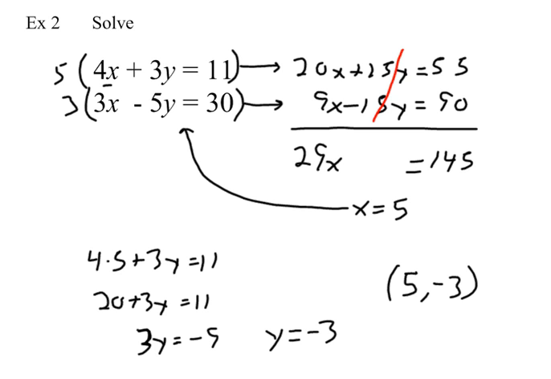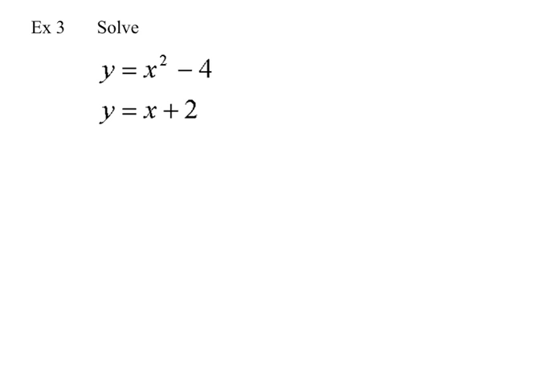And again, we could have graphed both of these. So we'd have two lines that intersect at this point, 5, negative 3. But simply because of the way the original problem was formatted, it's probably easiest to solve this using addition or elimination. Okay, let's look at one final example.